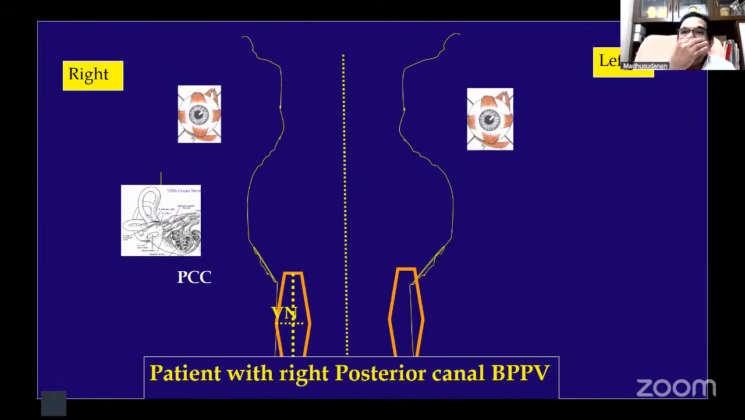Now let us see how this is produced in nystagmus here in posterior BPPV. It is very important to know the connections of the anterior and posterior semicircular canal to understand not only this BPPV but also your vertical upbeat nystagmus, downbeat nystagmus, rotary nystagmus. All this pathway connection is very, very important.